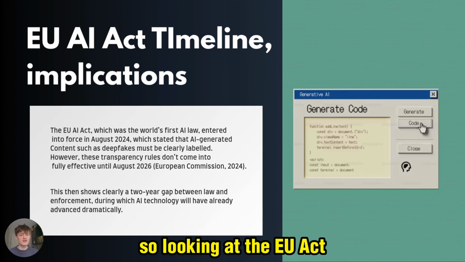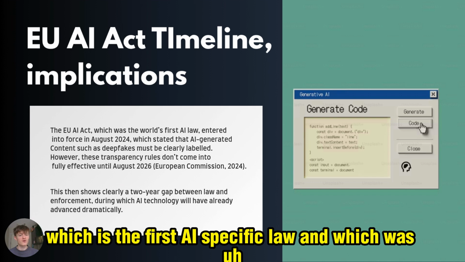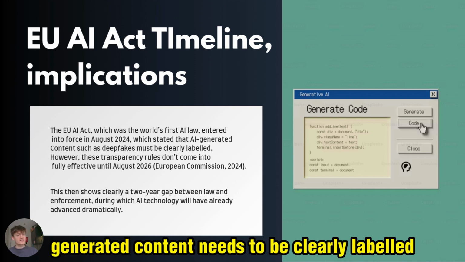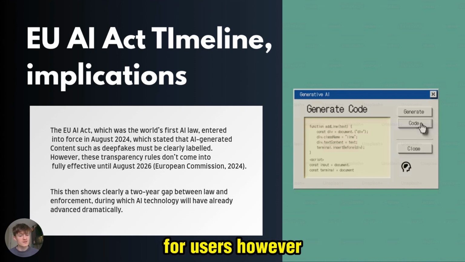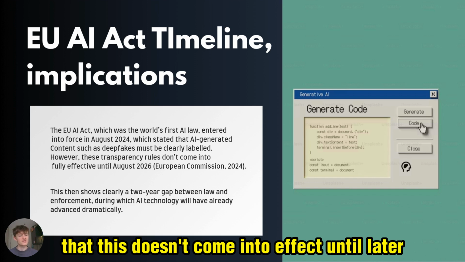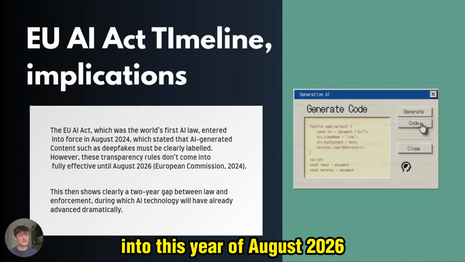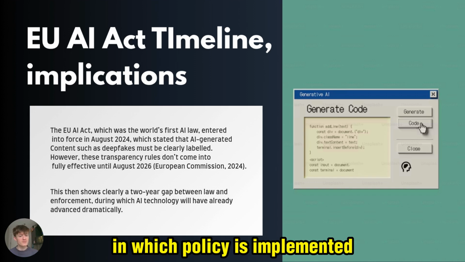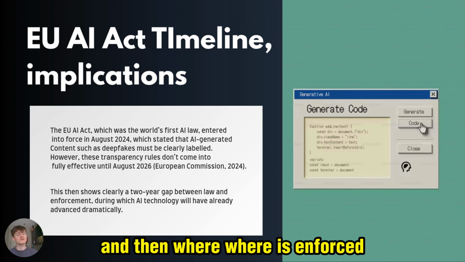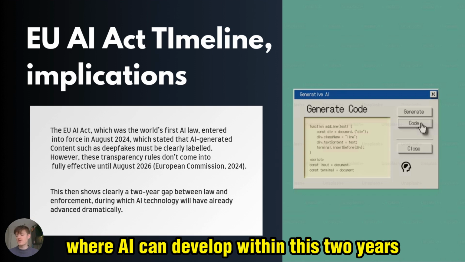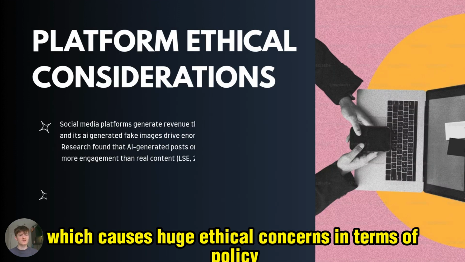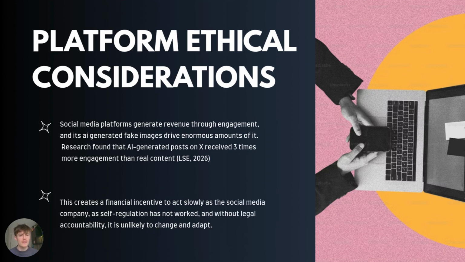So looking at the EU Act, which was the first AI specific law and which was put in place in August of 2024, AI generated content needs to be clearly labeled for users. However, this doesn't come into effect until August 2026. This clearly states a 2-year gap between when policy is implemented and when it's enforced, in which AI can develop, and there is then a gap again, which causes huge ethical concerns in terms of policy.